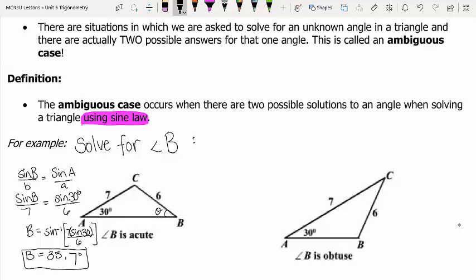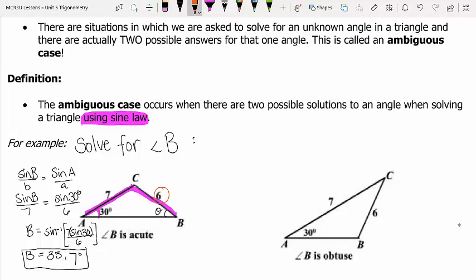But now I want you to notice that this is a case where you would have an ambiguous case, a second value of angle B, and here's why. Notice in the first triangle, we're given the value of this angle, which is 30 degrees. We're given the value of its adjacent side length, which is 7, and we're given the next side length, which is 6. So we are given the values for an angle, side, and side.